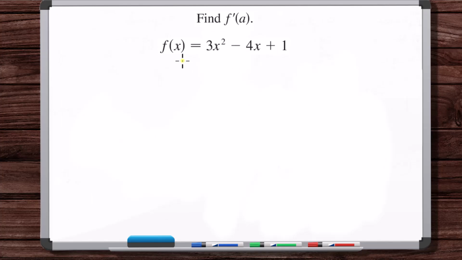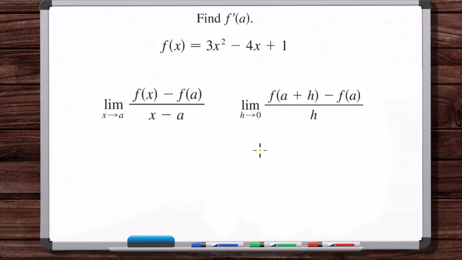All right, for each of these problems, we just want to find f prime of a. And we can use whatever definition of the derivative we want. And for the moment, we'll still just focus on one of these two. We'll use the delta y over delta x definition later. So let's just go ahead and use this definition to start.